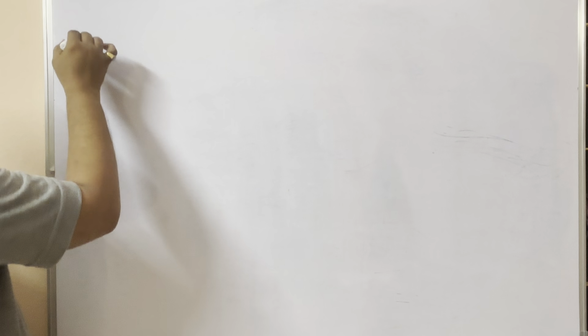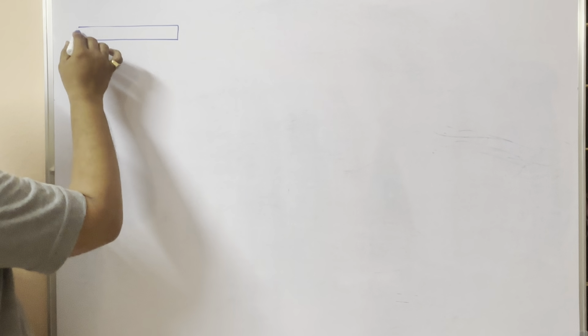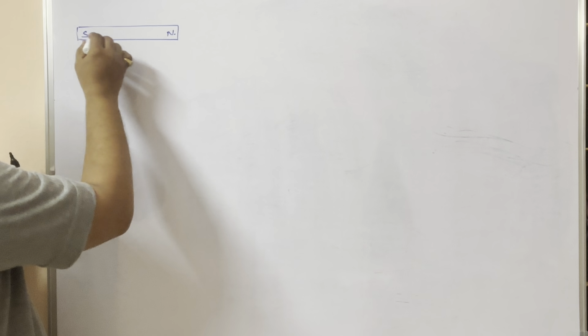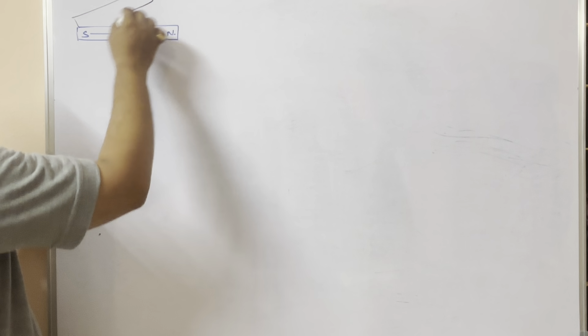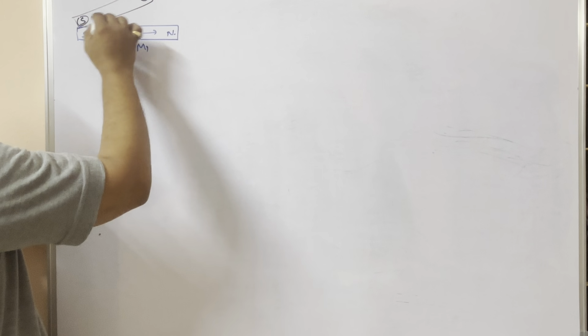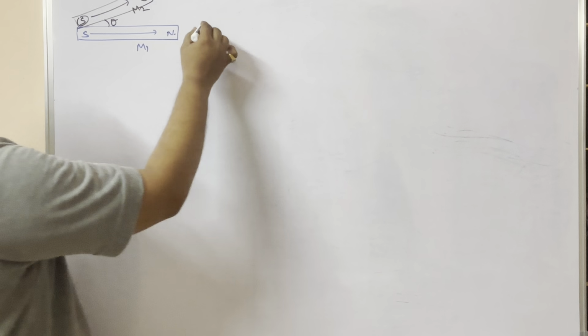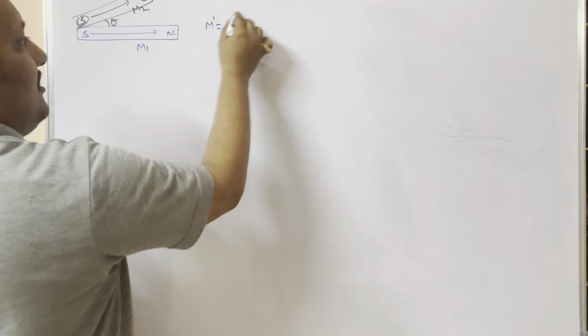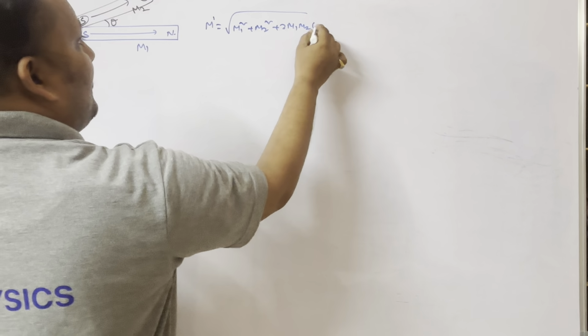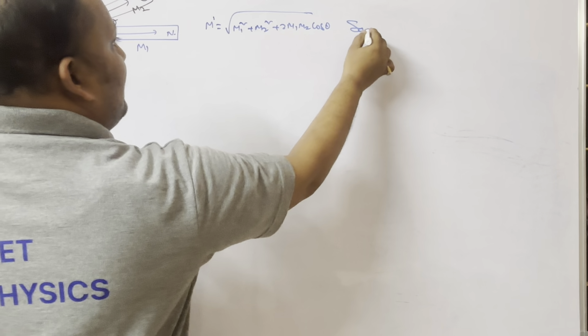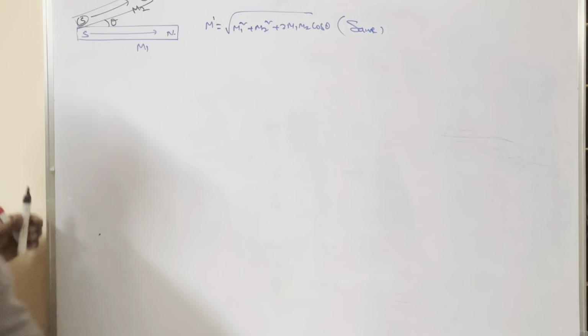Now see, this magnet results in a magnetic moment. If there are two poles, south pole and north pole, the magnetic moment of this one is m1. Another magnet I am taking with same poles touching each other, south pole and north pole. This is m2, which makes an angle theta. So what is the resultant magnetic moment formula? M dash equals root of m1 square plus m2 square plus 2 m1 m2 cos theta, when same poles are touching each other.